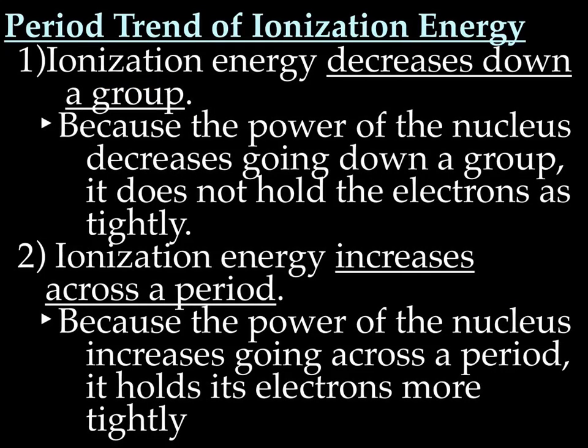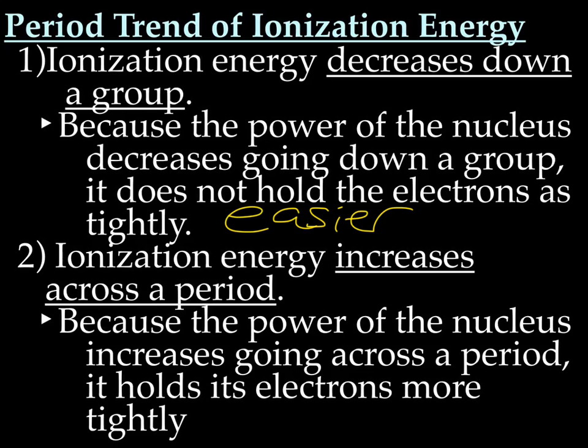Okay, so now that we know what ionization energy is, let's talk about the periodic trends in ionization energy. So if you think about it, ionization energy should decrease as you go down a group. This is because the power of the nucleus decreases going down a group, and it does not hold its electrons as tightly. So it gets easier and easier to remove an electron, right? It gets easier to remove an electron.